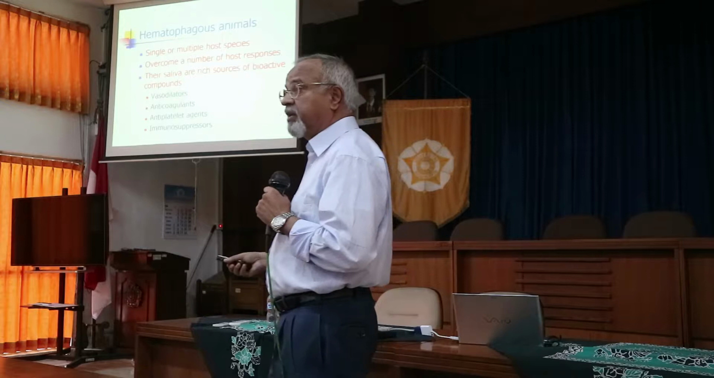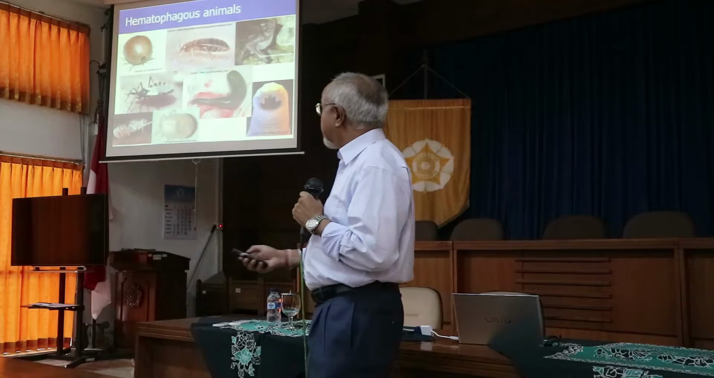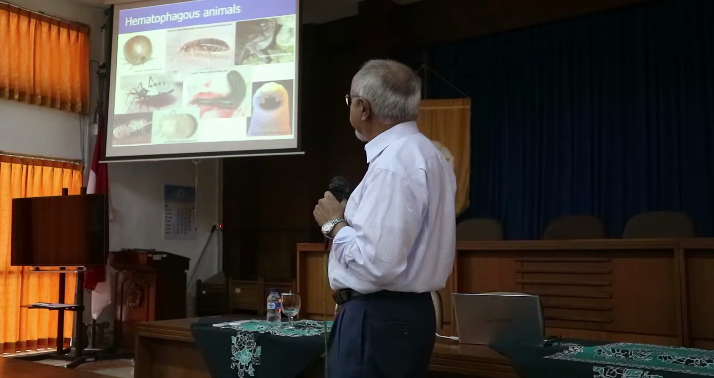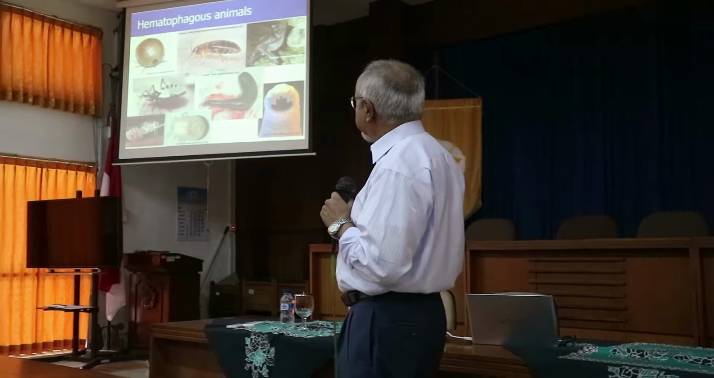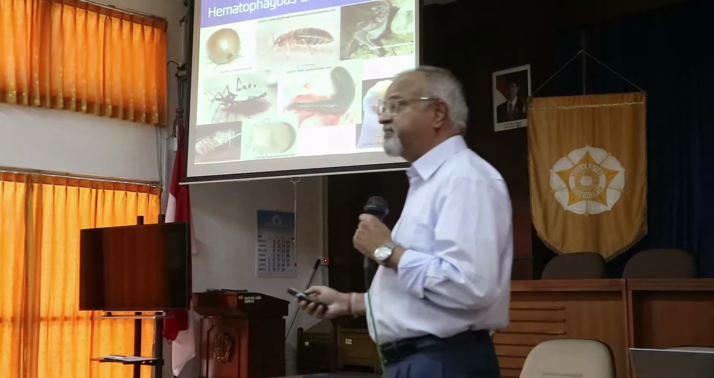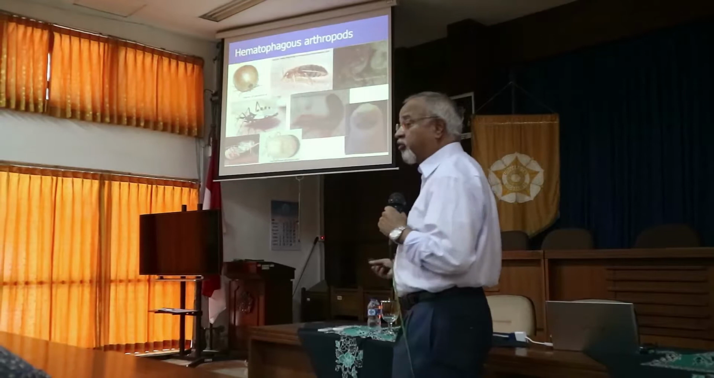Okay? So today we are interested in anticoagulants. So if you look at hematophagous animals, you are familiar with most of these. These are ticks, bed bugs, flies. This is a blood-sucking fly. This is another tick. This is leech. This is hookworm. And this is a vampire bat. Okay? But today I'm going to focus only on hematophagous arthropods.